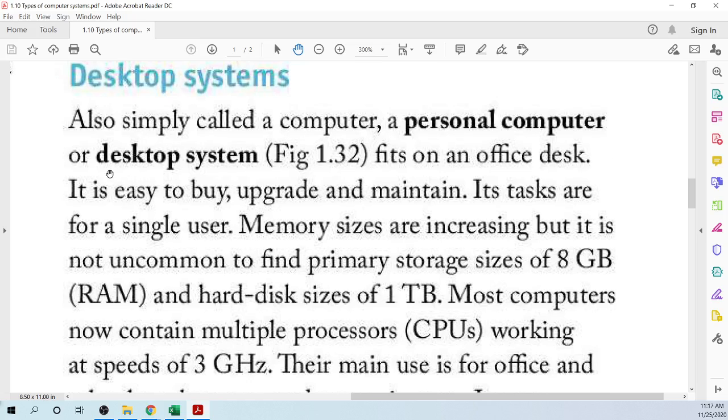Now, it is easy to buy, upgrade, and maintain, as contrasted with the mainframe, which is expensive and has high maintenance. Now, a single user would mostly make use of a desktop. The memory sizes, you can say, are very small compared to a mainframe because you don't have so many tasks to be carried out, like a mainframe computer.